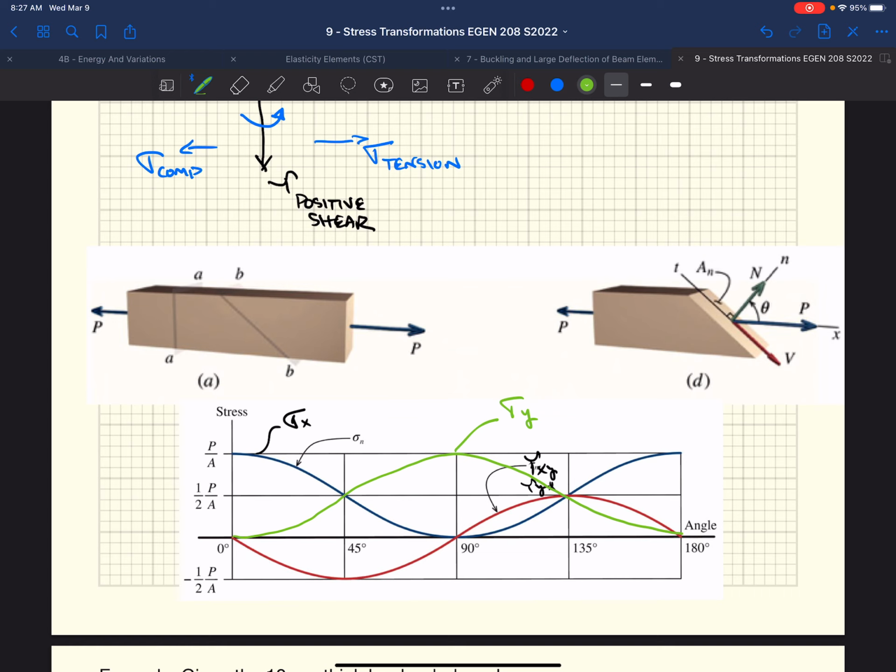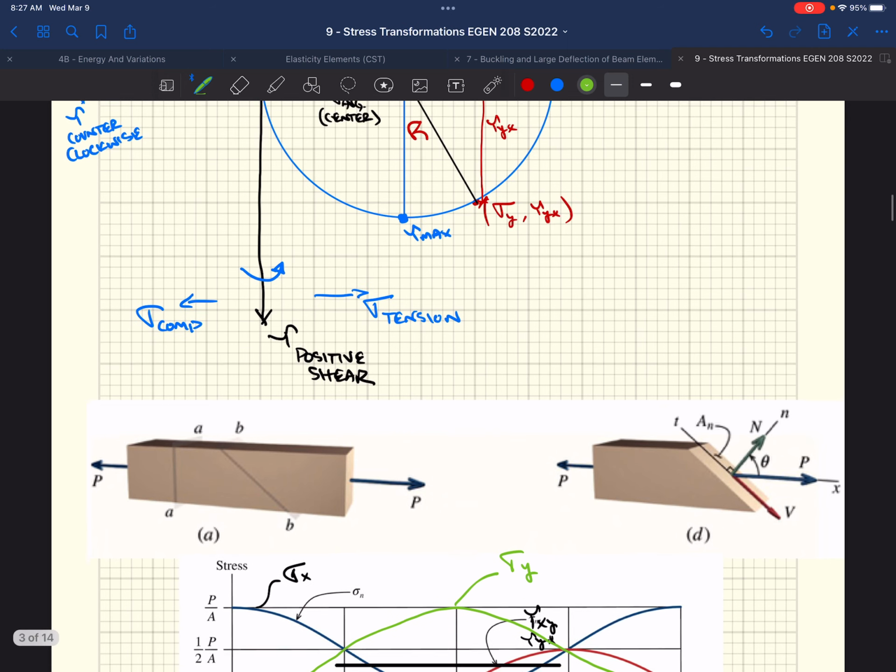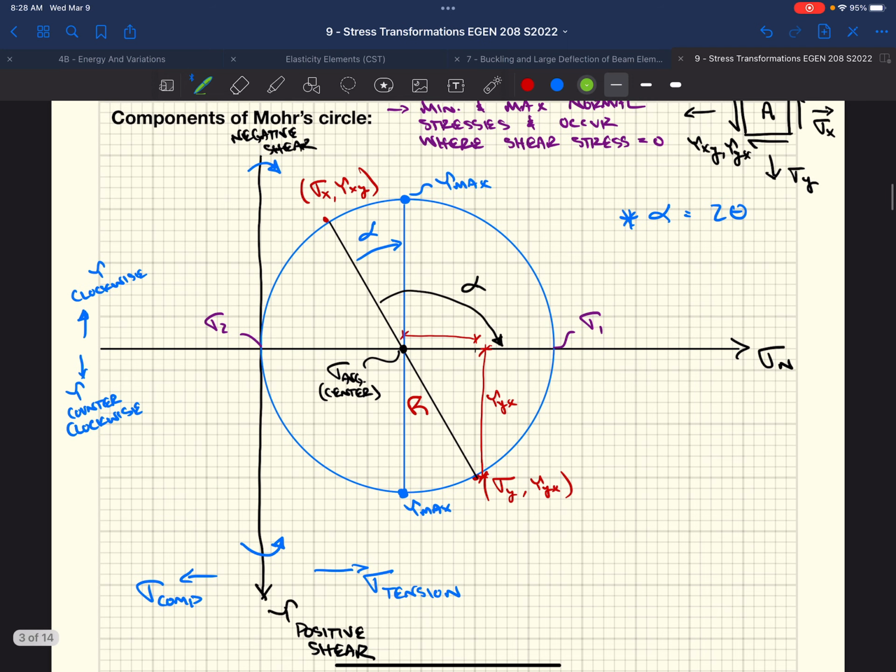I'm confused on the x and y stuff, like sigma x, sigma y, tau y, tau x, y. So what do we do? Okay, so we're going to work through an example in a second.